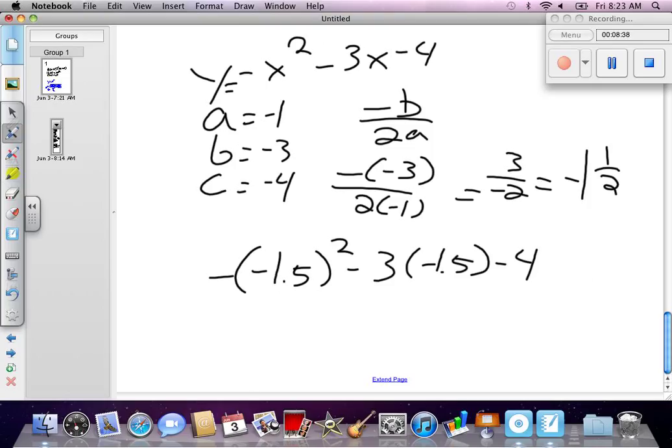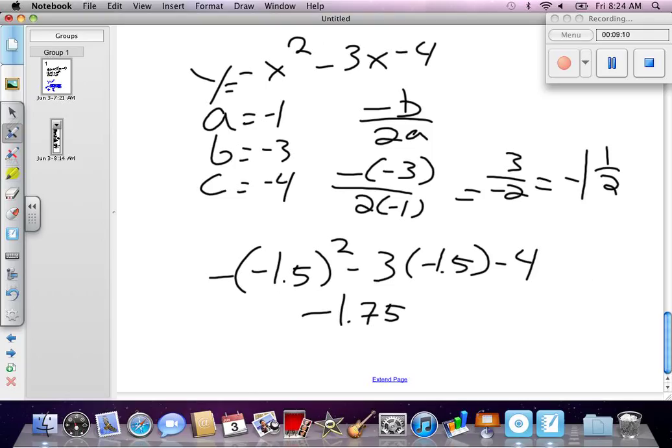Does anybody with a calculator, you should probably be practicing this because I think that was the biggest problem on these quizzes, that you guys put it in the calculator incorrectly. What'd you guys get? Negative 1.75. Okay. So which one is negative 1 1/2 and negative 1.75? A, B, C, or D?